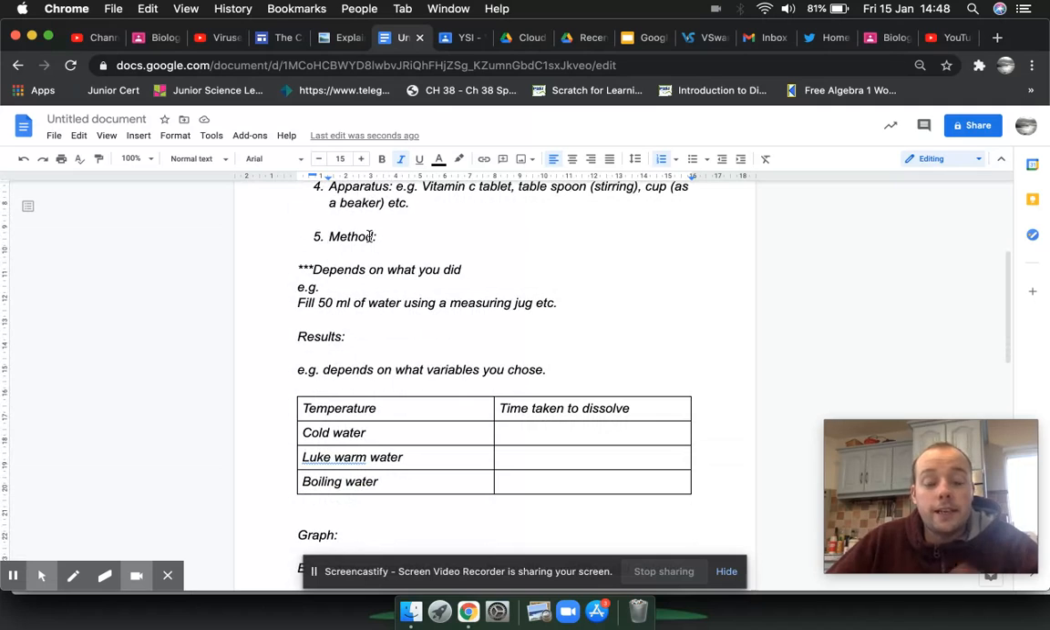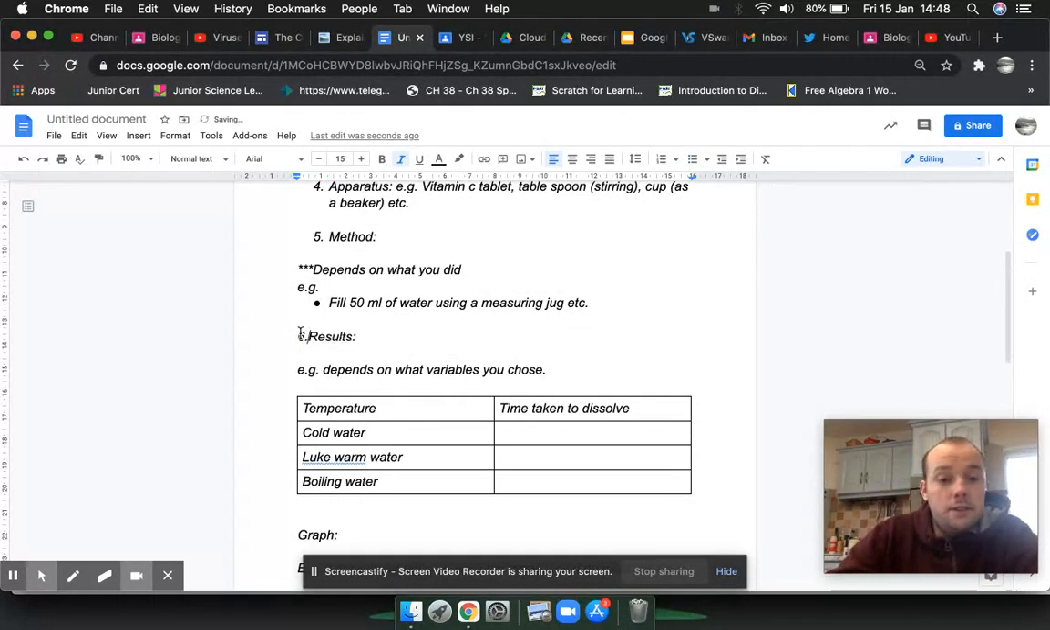Your method is just like any method we have taken so far in science. You write it down as bullet points. So this should be a bullet point. And you write down step by step what you did to undertake the experiment. Now, you're going to have to write this out using the equipment you had at home in your kitchen or your home. So you just write out, for example, fill 50 milliliters of water into a measuring jug. And you know how we do this. We spell it out. We explain it like a recipe so that someone else could repeat your experiment and they could get the same results.